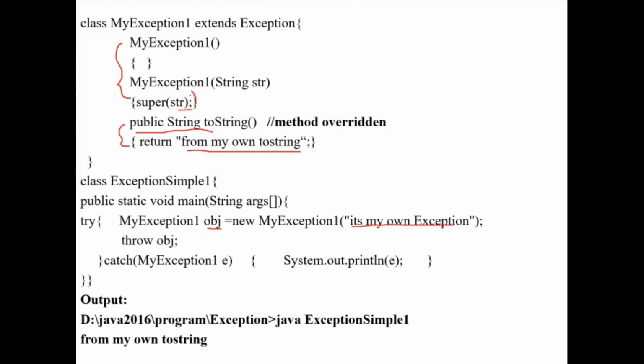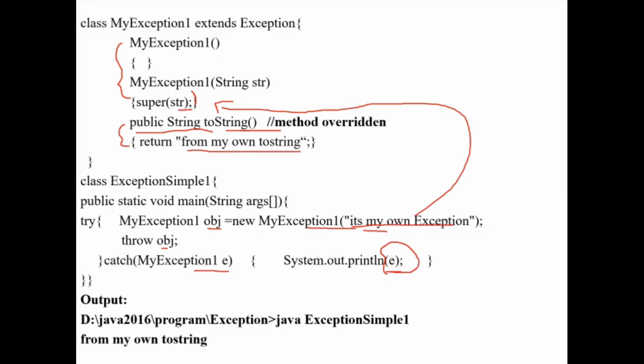Now that will initialize the string as "my exception one: it's my own exception". When I create an object, it will come here, and then it will call the base class constructor. In the base class constructor, the string is initialized as "my exception one: it's my own exception". Then here I am throwing that object, and that is captured by this catch block. When I am printing this e, instead of calling the base class toString method, here the toString method is overridden. So if it is overridden, the same class's toString method is invoked. If it called the base class toString method, when I am printing this object, it would print "my exception one: it's my own exception".